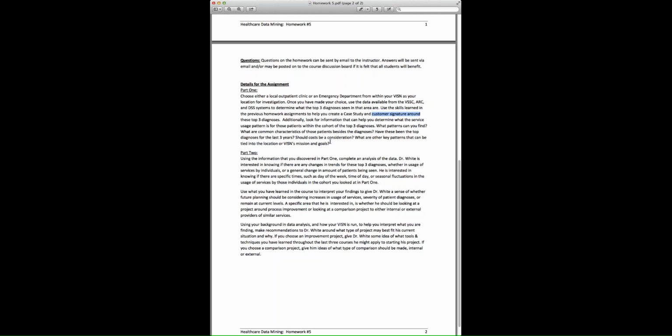So think about other patterns. I tried to give you some ideas around common characteristics, but you can really look at any pattern that you're interested in. Once you've got your case study, put together an analysis of the data. We want to know, are there any changes in trends? Do we see any changes over time? What's our usage? When does that occur? Does that match up with what we know about staffing?